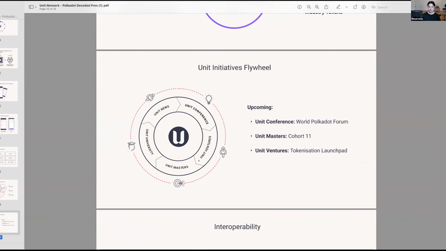Here's our flywheel. So this all comes under our marketing. So we've got conferences, masters, ventures. We've done a lot of conferences here. Excited to be part of the World Polkadot Forum. Great job to the team. Very grateful for your hard work.